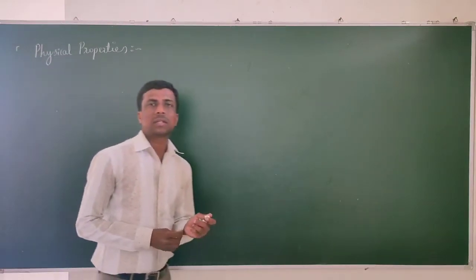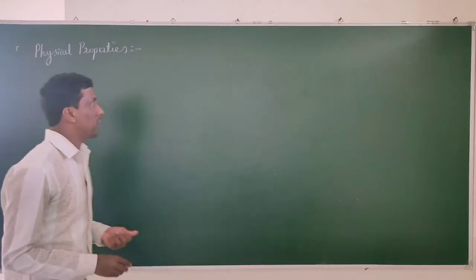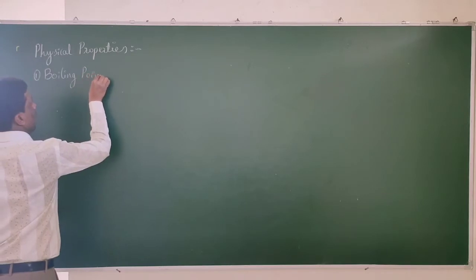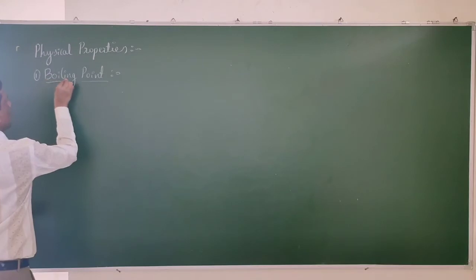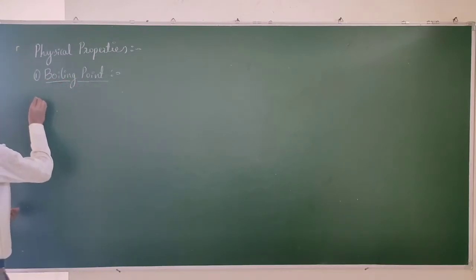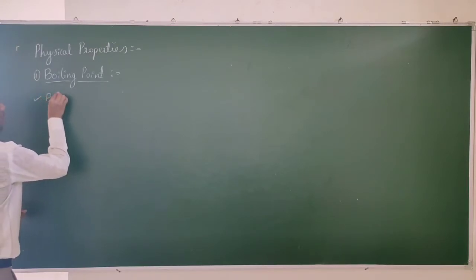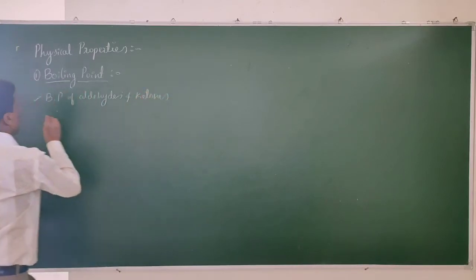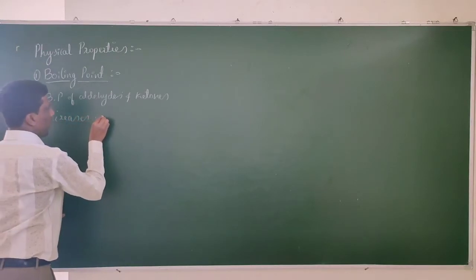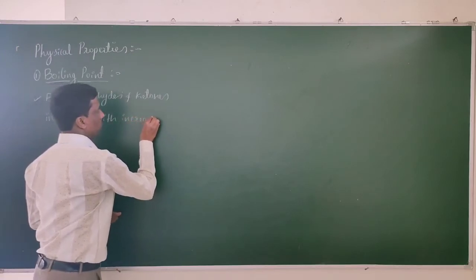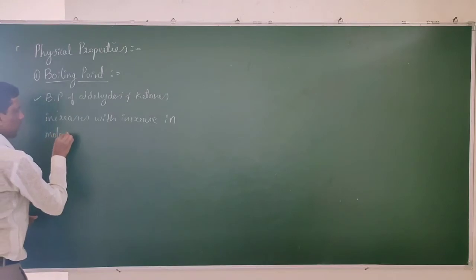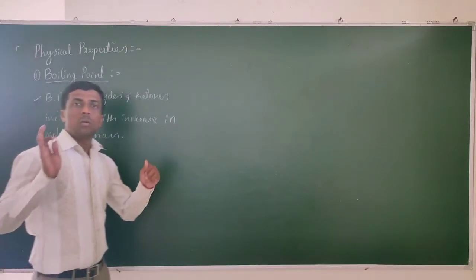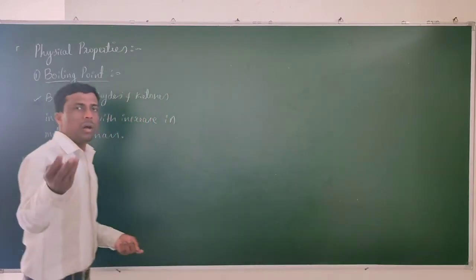Okay. Let us discuss the physical properties of aldehydes as well as ketones. First one, boiling point. In that, first point, the boiling point of aldehydes and ketones increases with increase in molecular mass. Why? You already know that whenever molecular mass increases, Van der Waals force increases. As Van der Waals force increases, boiling point increases.